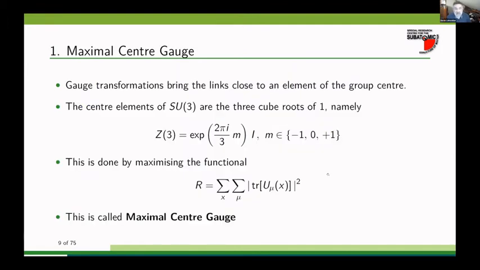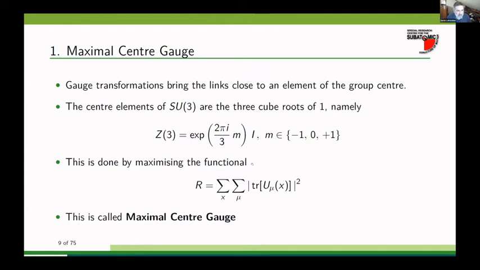So step 1 to find vortices, you perform gauge transformations, and your goal is to bring the links as close to an element of the group center as possible. Simply put, you're trying to make the link variables the identity, okay? So the center elements of SU(3) are the 3 cube roots of 1. So we're trying to make, here's the identity, and here's a phase that describes the 3 cube roots of 1. And I'll regularly refer to m here being within the set of -1, 0, or +1. So how do you do that?